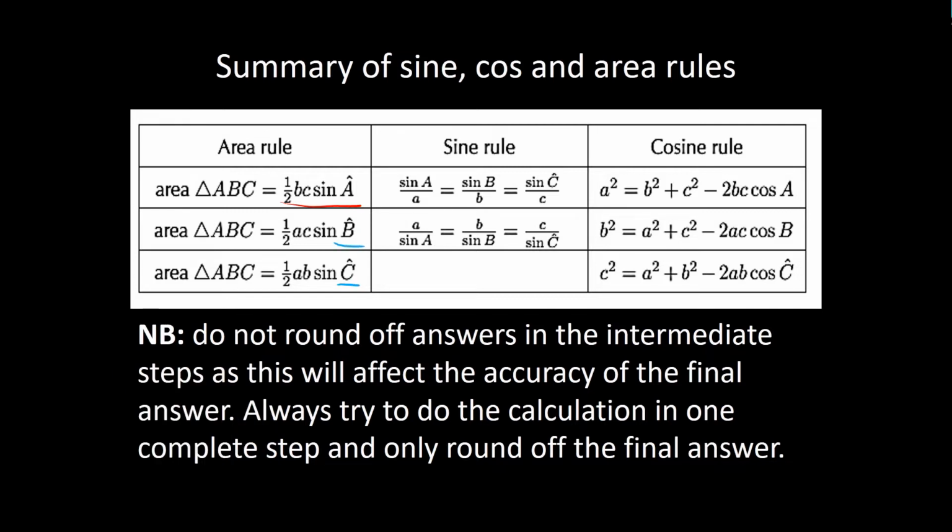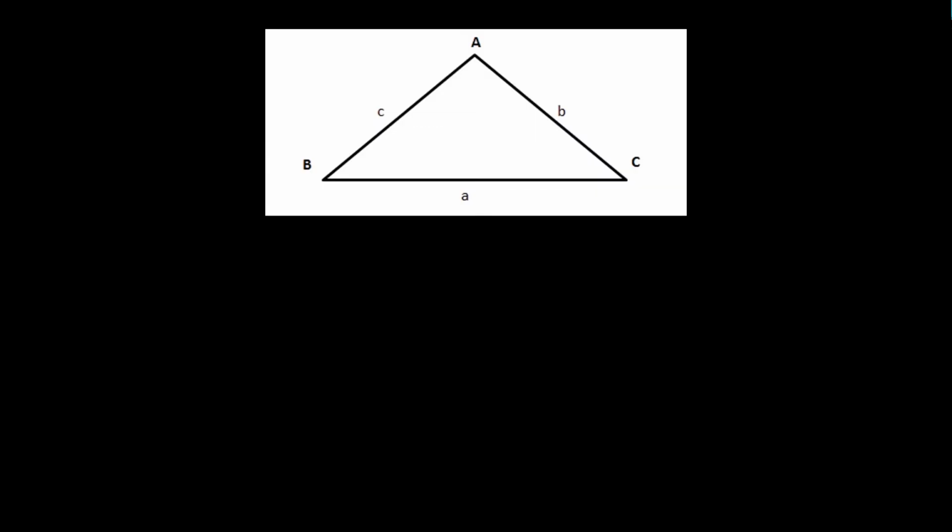What is important here is that to work out the area of a triangle, you need the included angle between the sides that you are working with. So if we look at triangle ABC and I've got sides b and c, then my area for this triangle, if I've got sides b and c and angle A, would be half b times c sine of angle A.